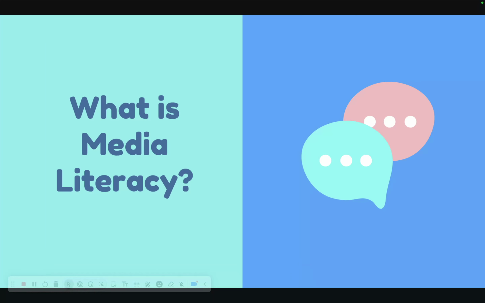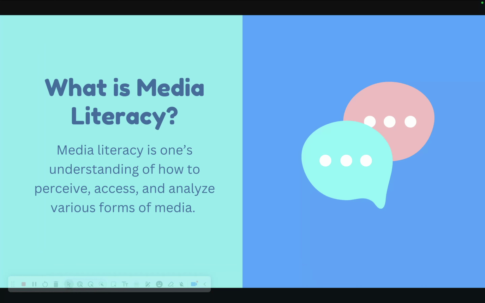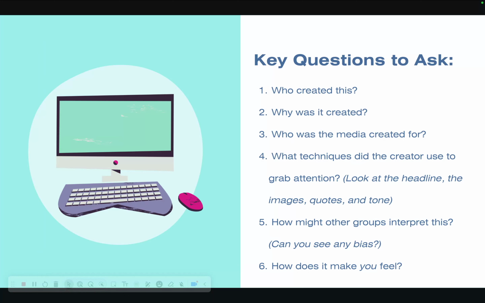All right, what is media literacy? So again, I would have the students take a moment to think about media literacy. And then I would explain media literacy is one's understanding of how to perceive, access, and analyze various forms of media. And there are also key questions to ask yourself whenever it comes to thinking about the message behind a form of media that the creator has made. So number one, who created this? Who was the author of this post? Was it a company? Was it a person who was writing a blog post? Was it a writer for a well-known newspaper?